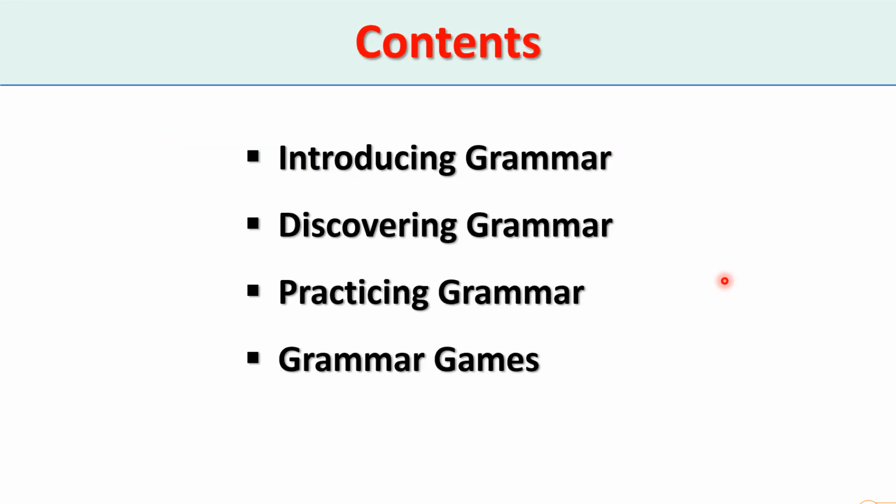Yes, thank you. So the first one is introducing grammar, which focuses on how teachers present new grammatical structures. And the second one is discovering grammar, which focuses on how learners explore and understand grammar patterns. And the third, practicing grammar, which focuses on how learners move from understanding grammar to using it accurately and fluently. We will also discuss deductive and inductive approaches and the use of grammar games as communicative activities.